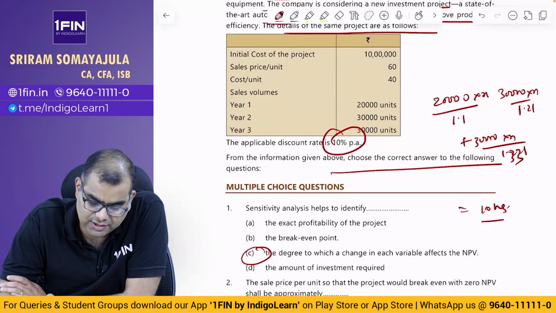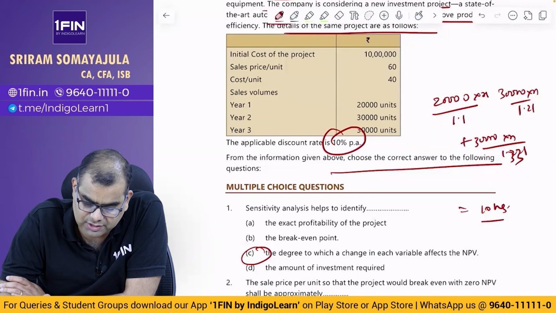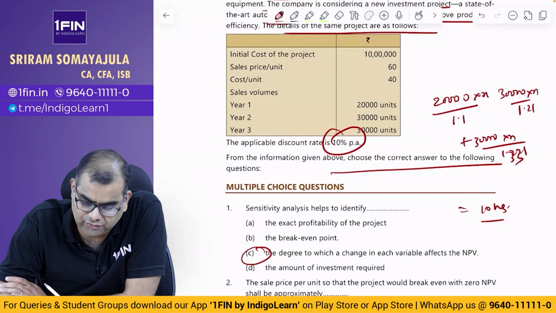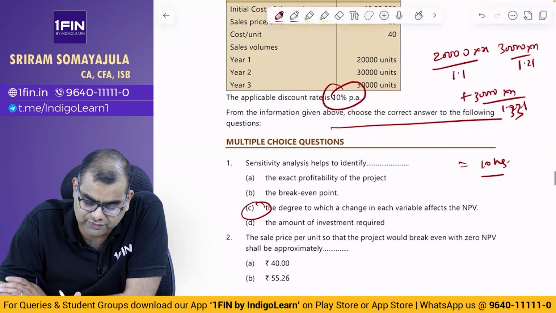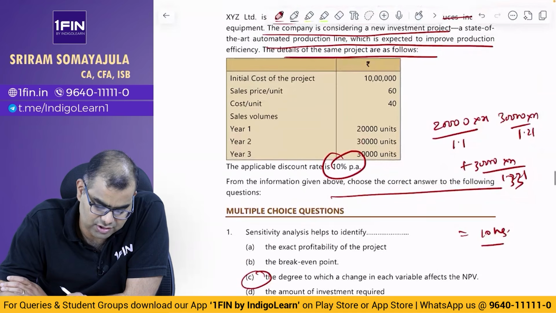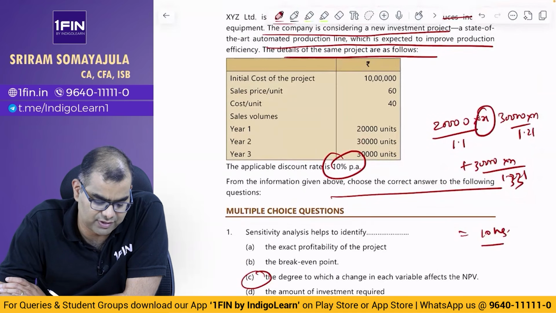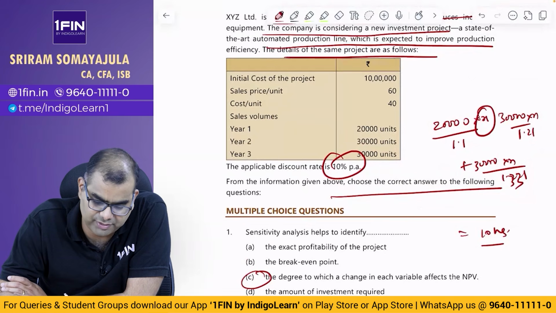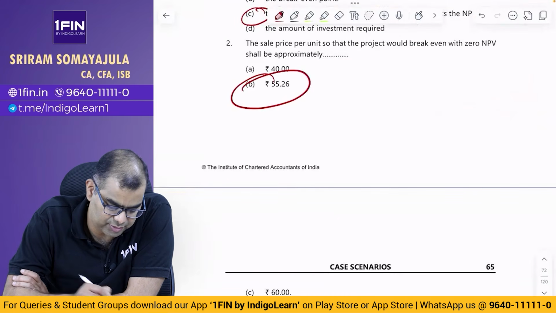So what should be the sale price? 20,000 divided by 1.1 is equal to M plus 30,000 divided by 1.21 is equal to M plus 30,000 divided by 1.331 is equal to M. From memory recall, you have 65514.6. So 10 lakhs divided by 65514.6, you will get 15.26. 15.26 is the contribution, because X is your sale price minus variable cost. What is your sale price? This plus your variable cost of 40. So it becomes 55.26. The answer is 55.26.